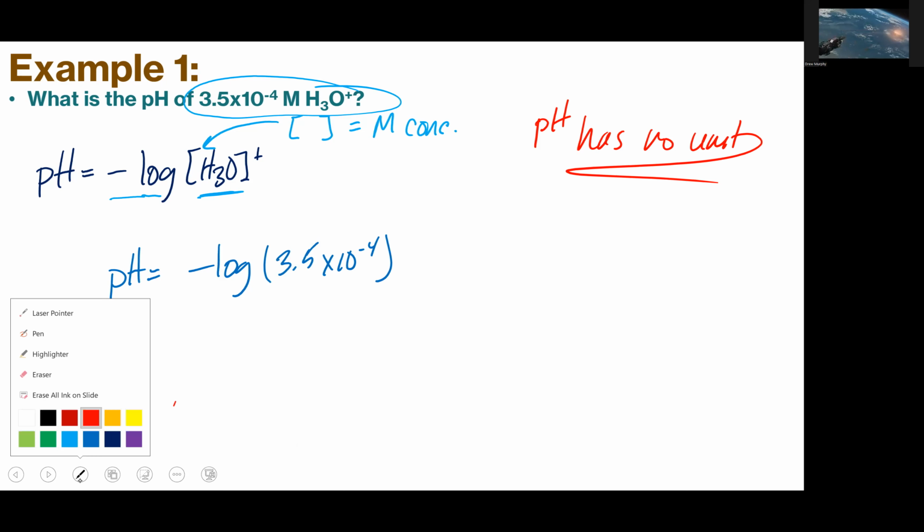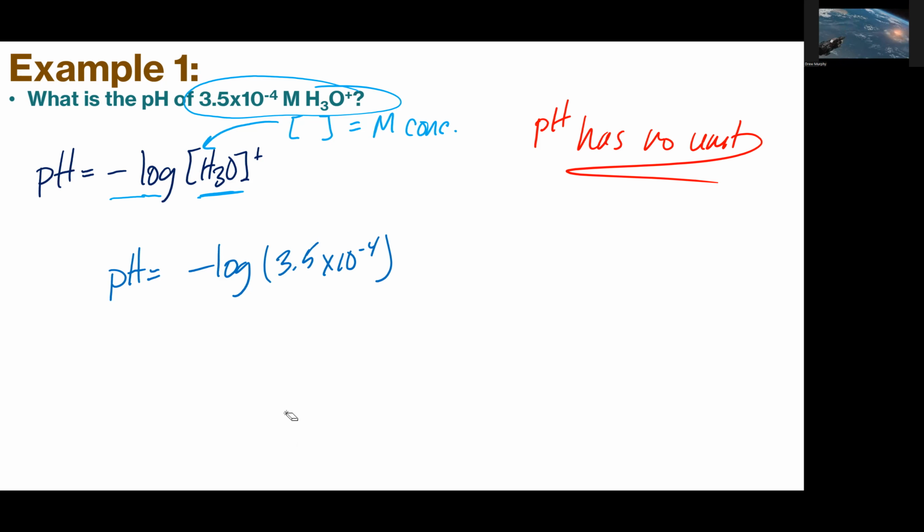If we're tackling this, we also want to make a guess of what we're talking about. 10 to the minus 4 is greater than 10 to the minus 7. 10 to the minus 7 is neutral. So that means 10 to the minus 4 should be acidic, so we expect a pH that is less than 7.